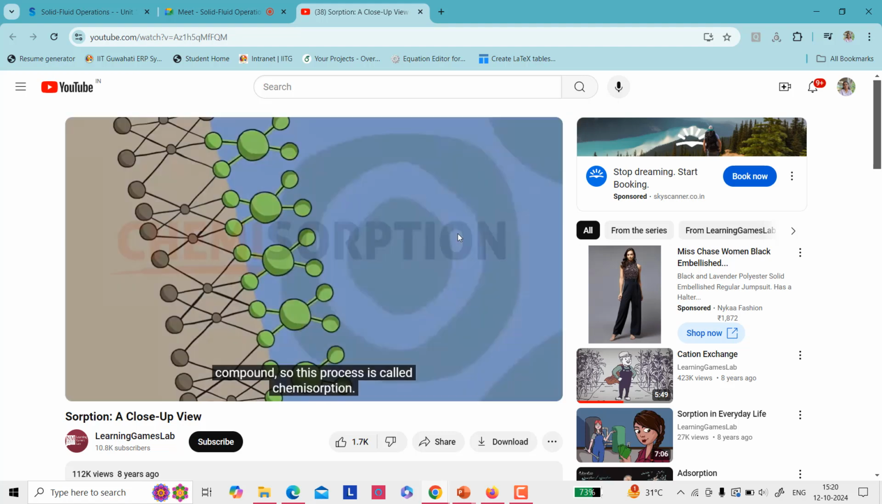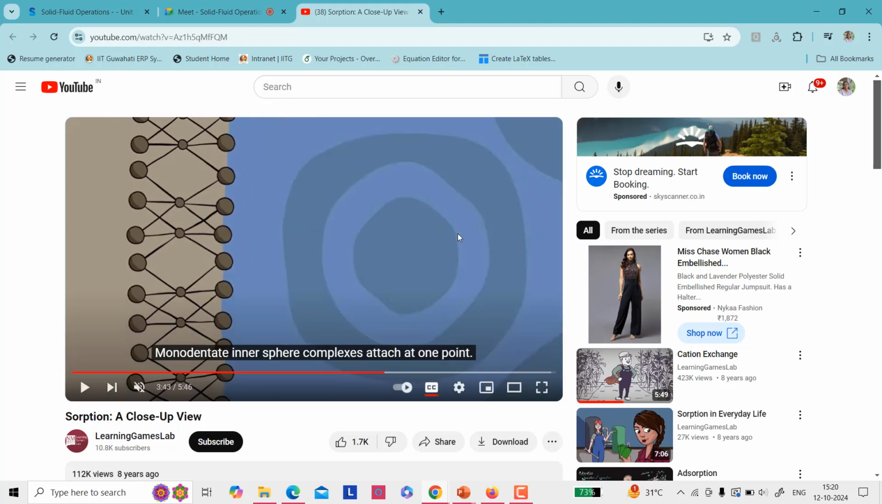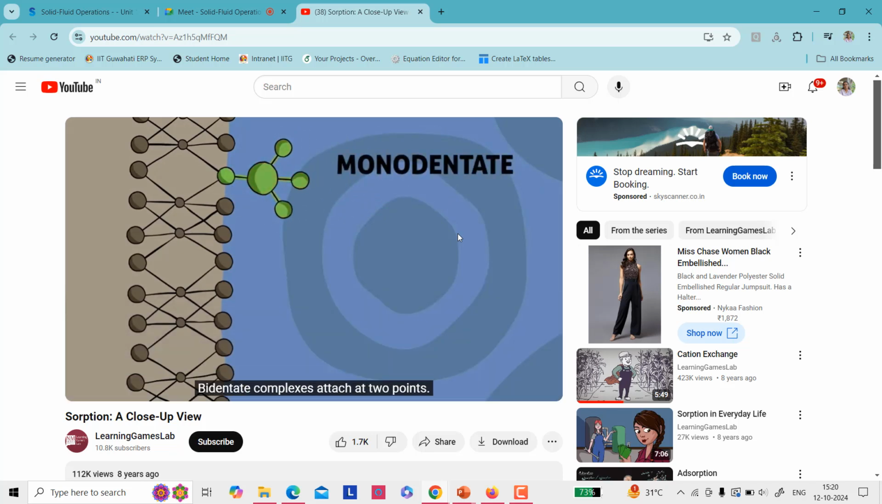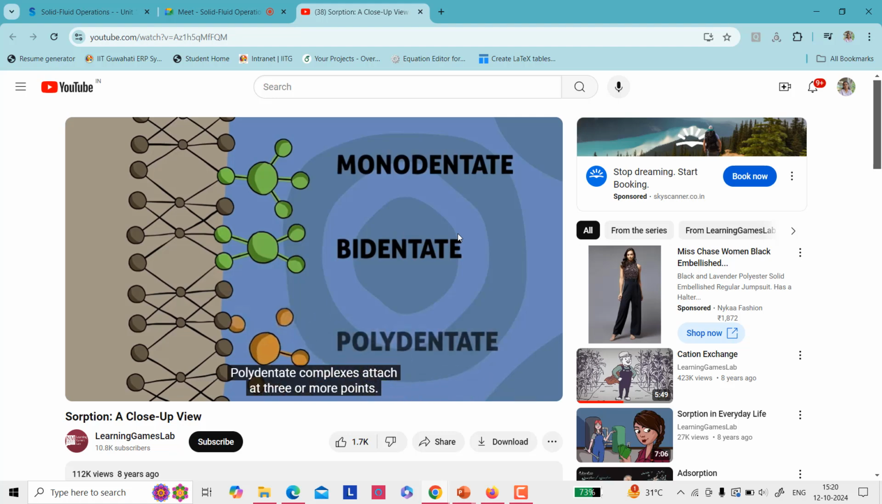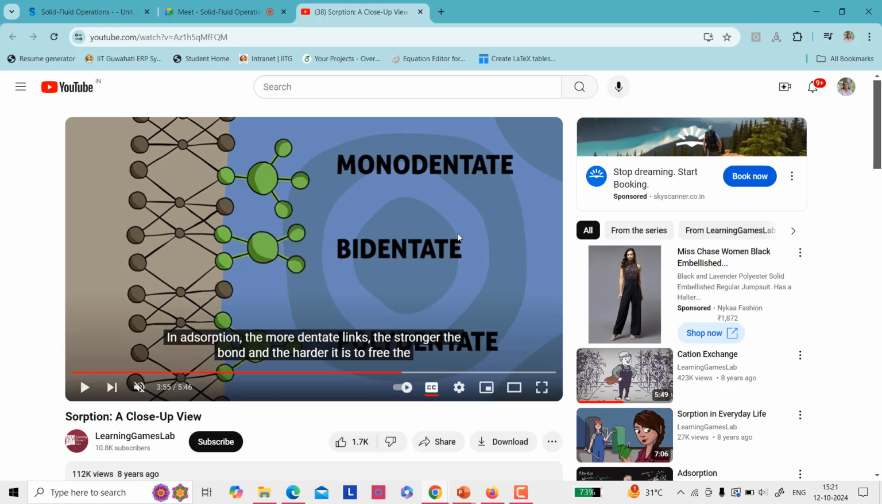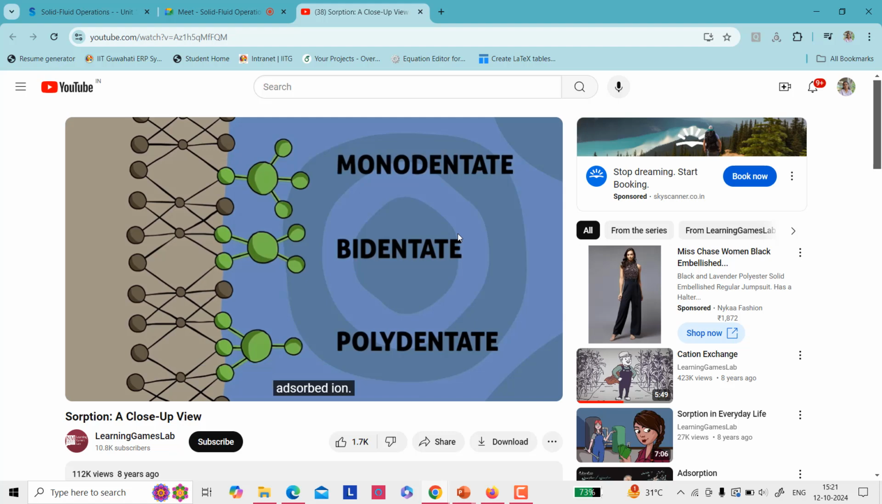They are chemically bonded to the surface. The previous one is physically bonded to the surface. That is why they are easily detachable. Monodentate inner sphere complexes attach at one point. Bidentate complexes attach at 2 points. Polydentate complexes attach at 3 or more points. In adsorption, the more dentate links, the stronger the bond and the harder it is to free the molecules or adsorbed ion. And in chemisorption, you don't even need a charged surface.